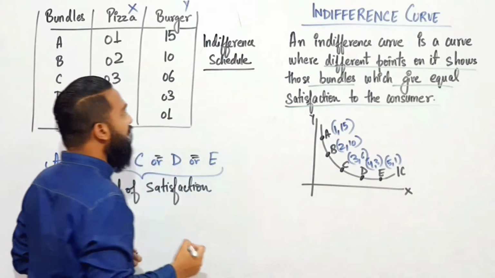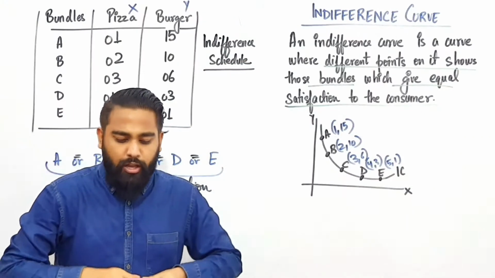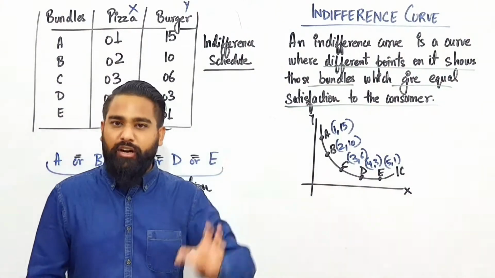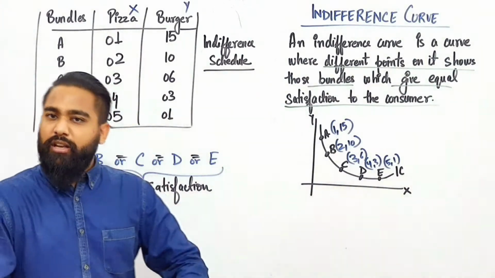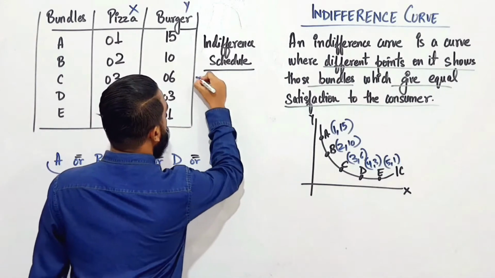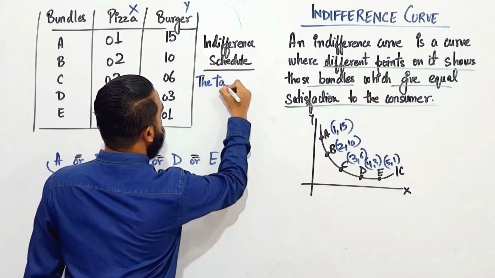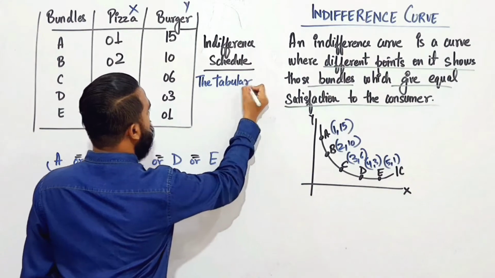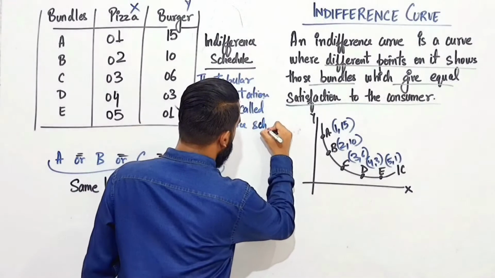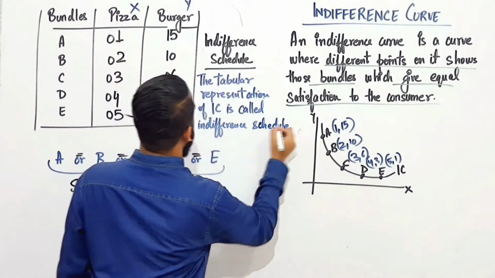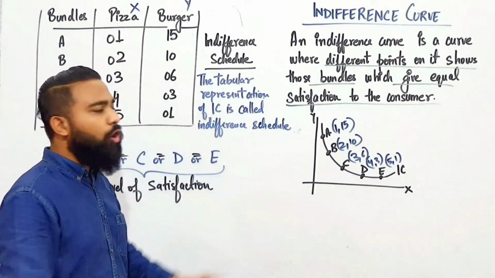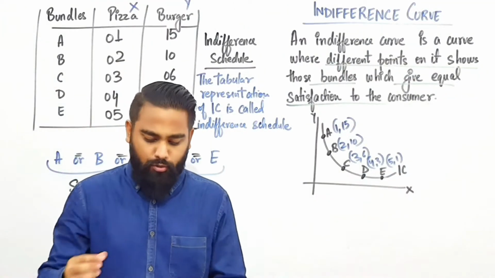In the paper, if it's asked what is indifference schedule, you just need to tell that the tabular representation of indifference curve is known as indifference schedule. Fine. Note it down. It will be better if you note it down. The tabular representation of IC or indifference curve is called indifference schedule.